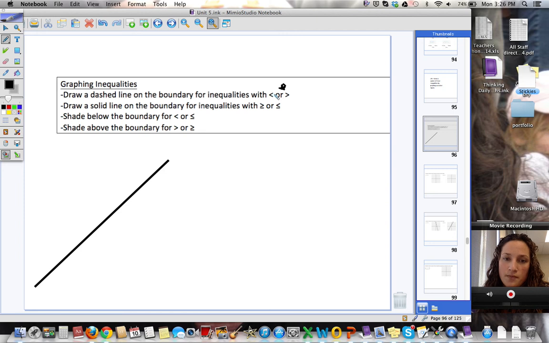Inequalities are less than, greater than, equal to, less than or equal to. If we're just dealing with less than and greater than, whenever I need to draw a line, instead of drawing a solid line when I'm graphing this, I'm going to draw a dotted line through those points. If I have a greater than or equal to, I would draw my solid line like we're used to.